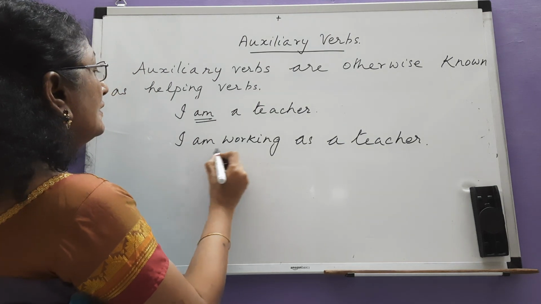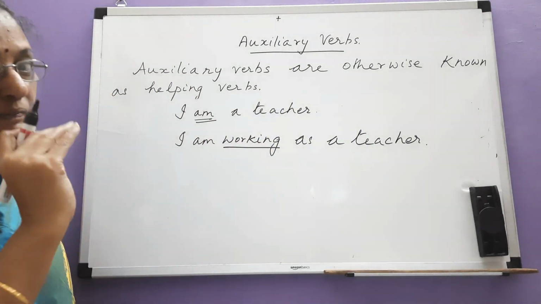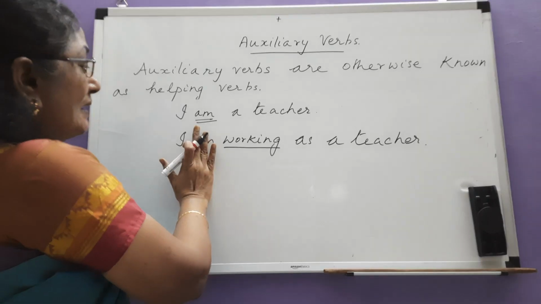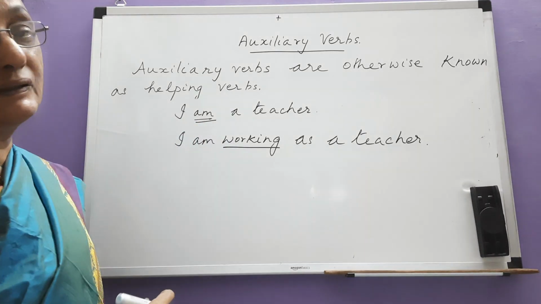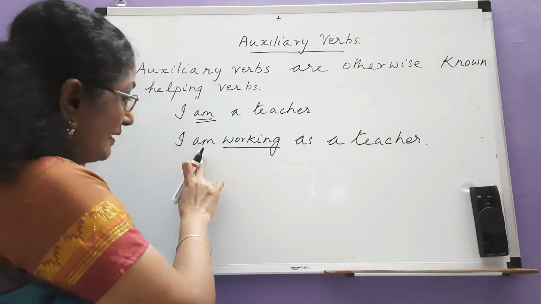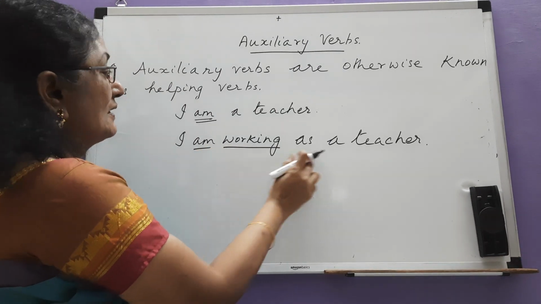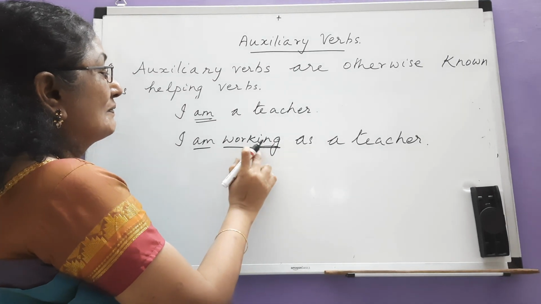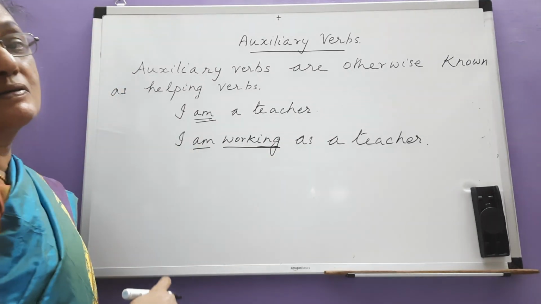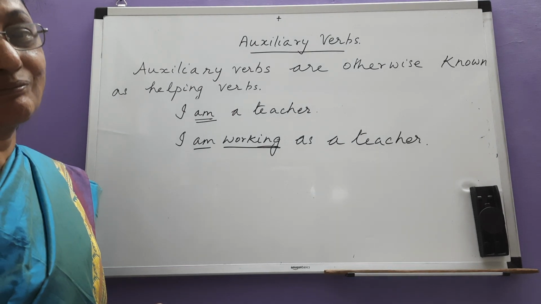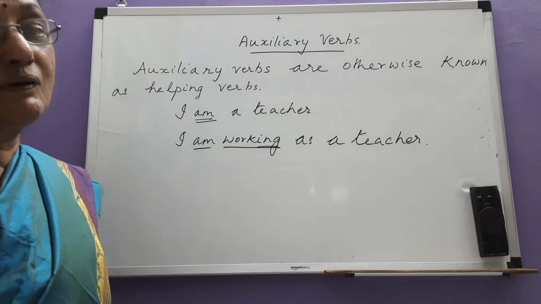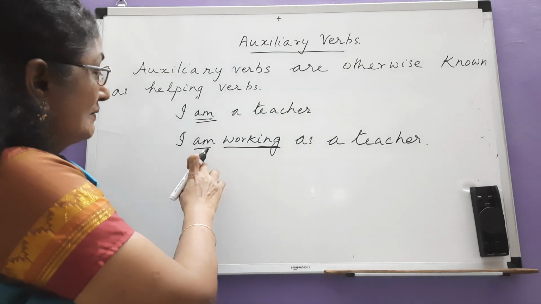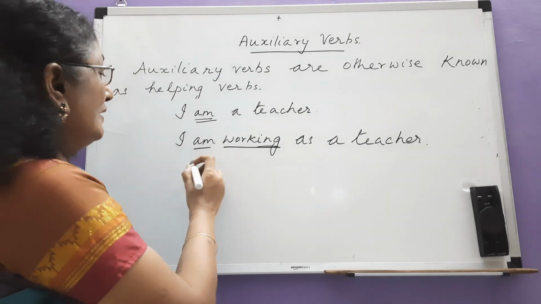here work is the main base verb. You cannot say I working as a teacher, that's wrong English. You have to say only I am working as a teacher. This ing form will function only when this auxiliary verb is used. I working, so you can never say. So you have to say only I am working. He is working.